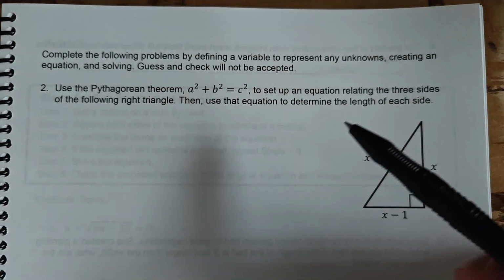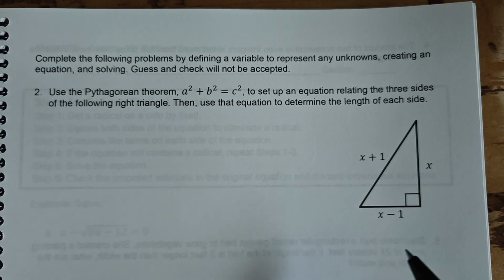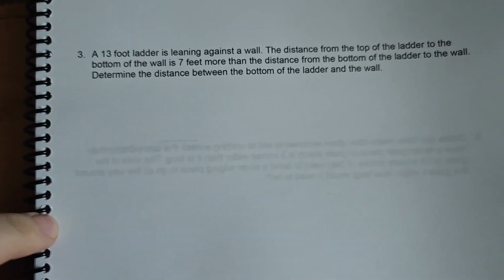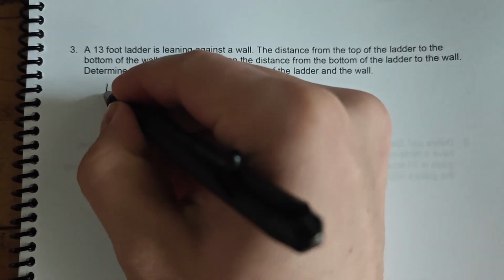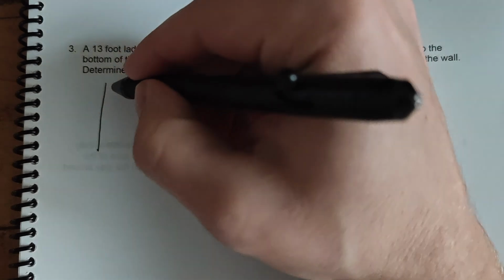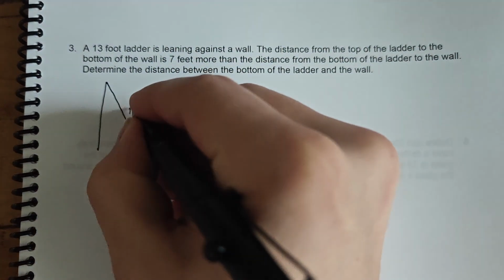These two, it says use the Pythagorean theorem on this to set up an equation relating sides of these triangles. This problem doesn't say anything about the Pythagorean theorem, but that is exactly what it is. You have a wall. You have a ladder. The ladder is leaning against the wall. The ladder is 13 feet long.